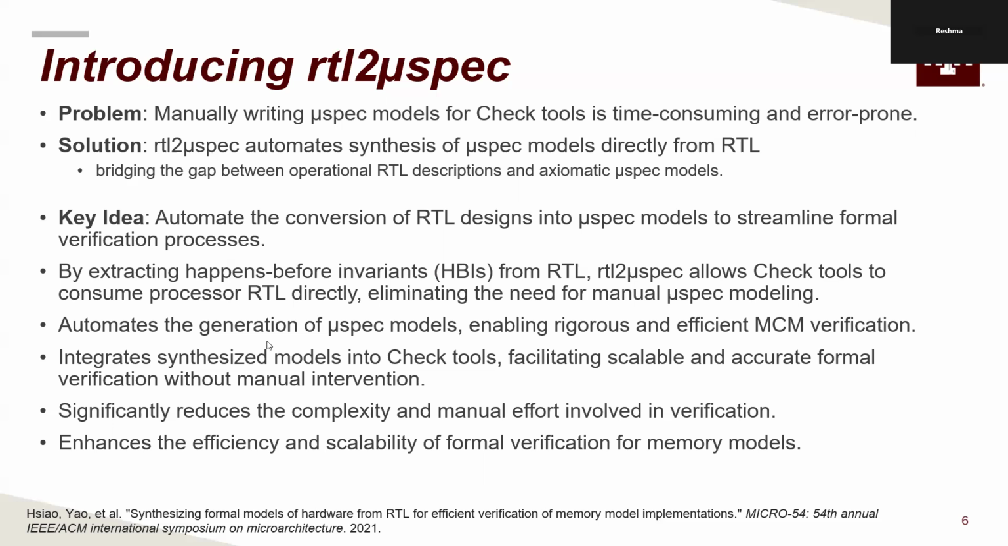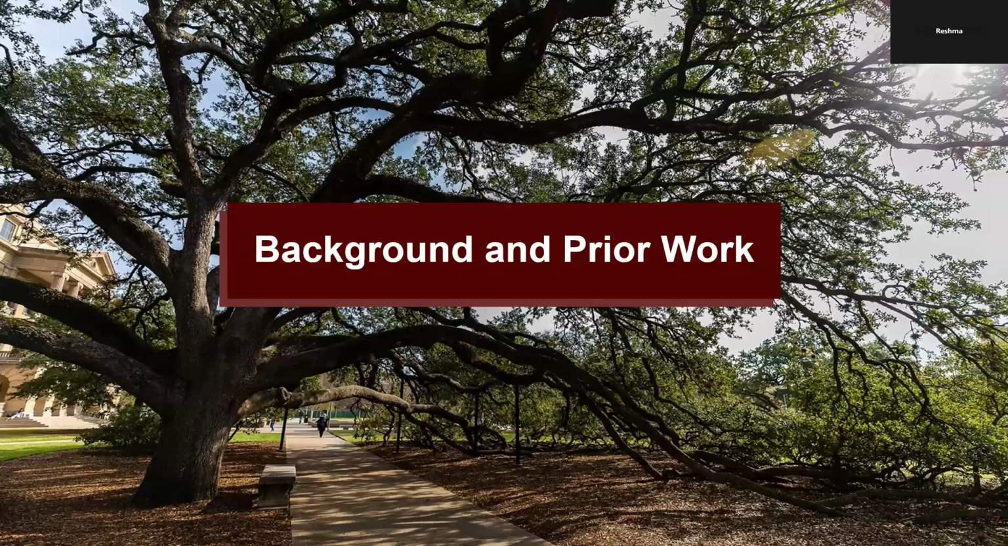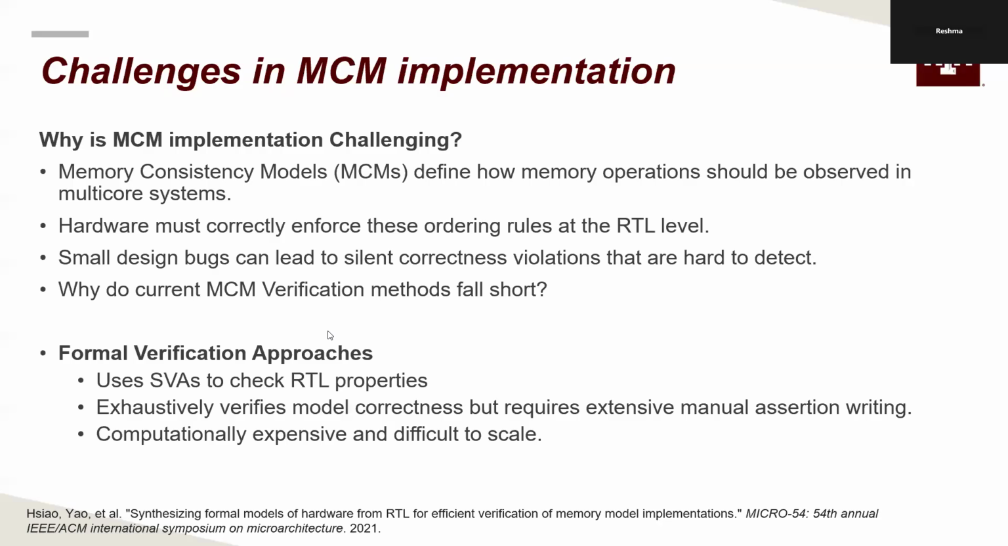Moving forward, to know more about the background of this paper, let's first try to understand the challenges in MCM implementation. So, as we have seen earlier, MCMs define the order in which the memory operations should happen in multicore systems, ensuring that the processes and threads work together in a predictable way. Implementing these MCMs in hardware is tricky because the design has to make sure these rules are followed correctly across all cores and all memory paths. Even tiny bugs in this design can lead to hidden errors that are hard to find and fix. These errors might not show up right away but can cause unpredictable behavior in real world applications.